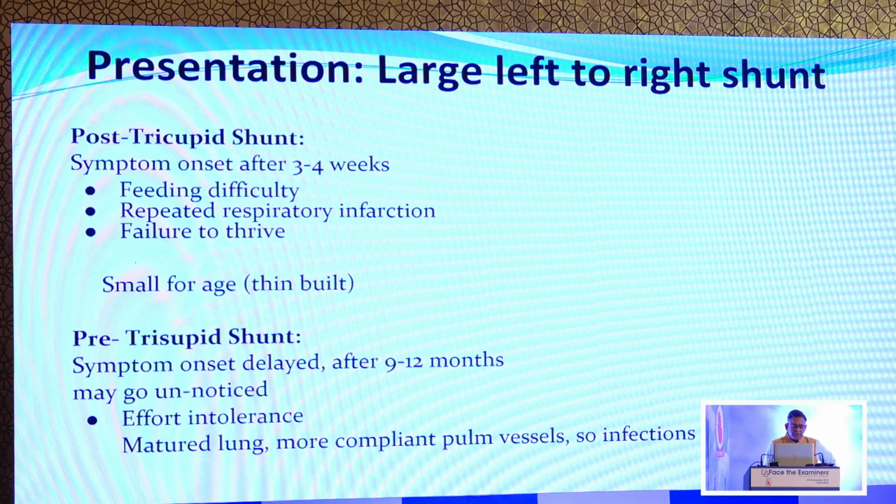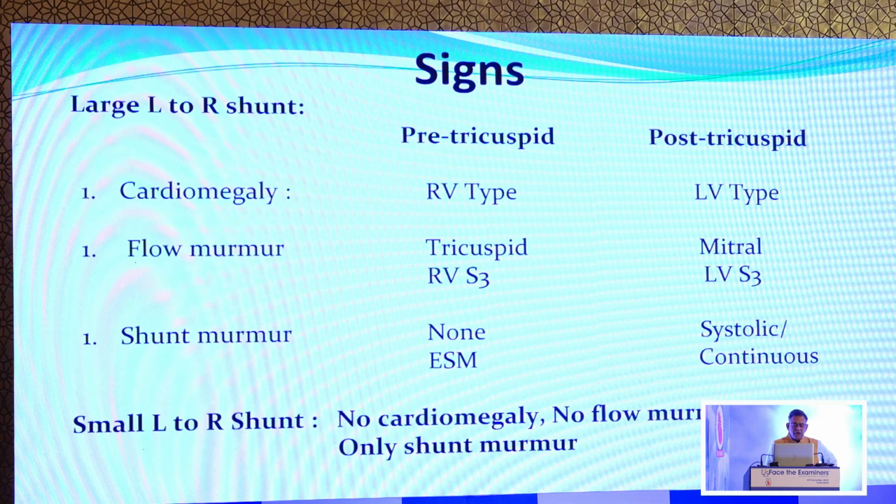In pre-tricuspid shunts, symptom onset is delayed to 9 to 12 months, and dyspnea is not the symptom. Why? Because the LV has developed. Effort intolerance is there, and matured lungs are there, so they are more compliant. And you will have a larger shunt, 4:1, 5:1 in these patients, and you will not have that in VSD or PDA. So they are able to accommodate more shunts.